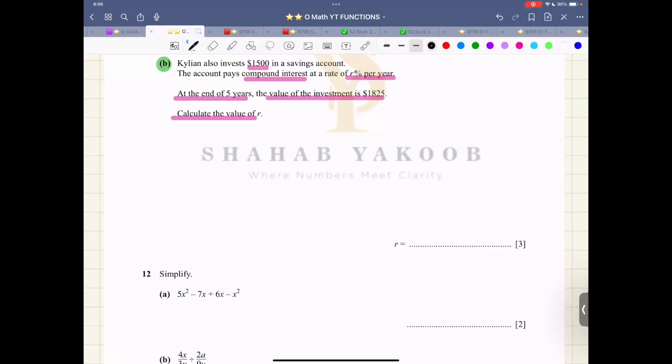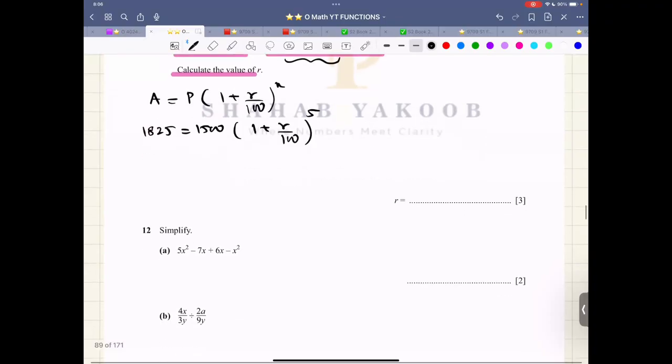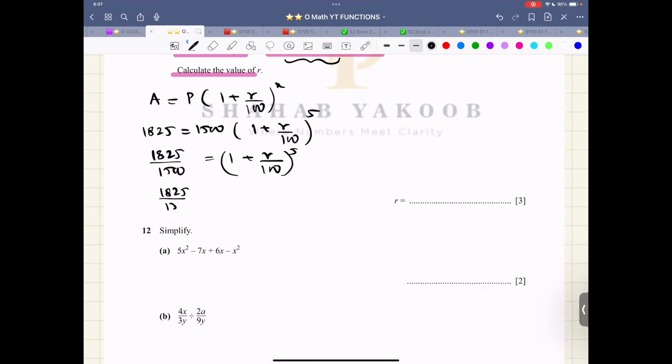This is basic stuff. So we will write A as P(1 plus R over 100) raised to the power of N. A is how much? 1825, the value of investment, that is A. P is how much? 1500. 1 plus R over 100 raised to the power of 5. Again, the same as before, 1825 over 1500 is 1 plus R over 100 raised to the power of 5. Therefore, let me write 1825 over 1500 raised to the power of 1/5 is 1 plus R over 100. 1825 divided by 1500 on the calculator raised to the power of 1/5.